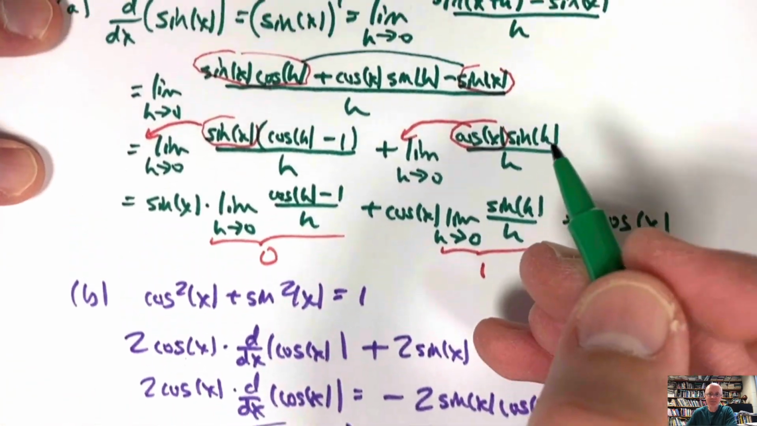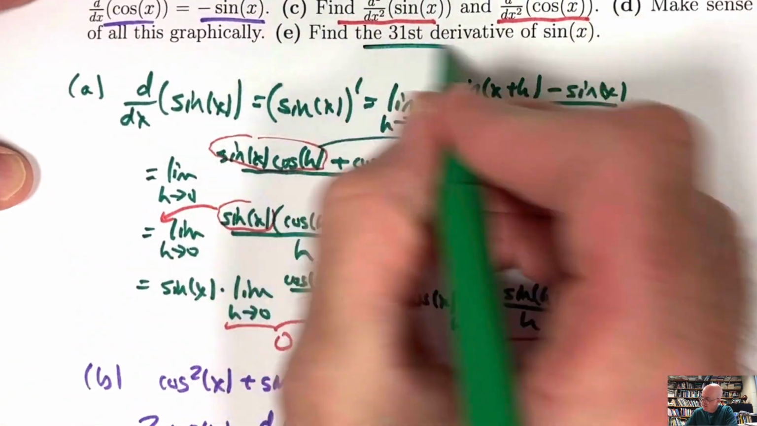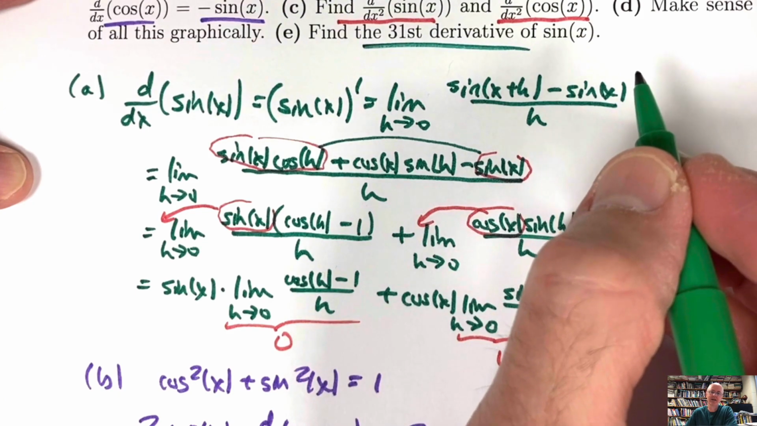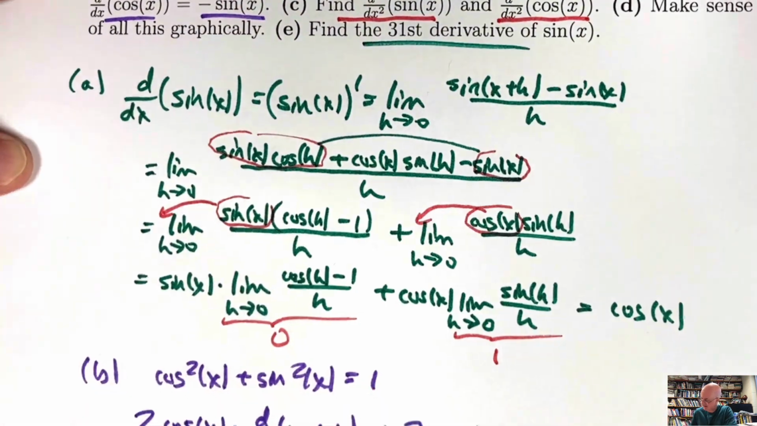Part E says, find the 31st derivative of the sine function. What? You gotta be kidding me. Oh, it's not as hard as you might think.